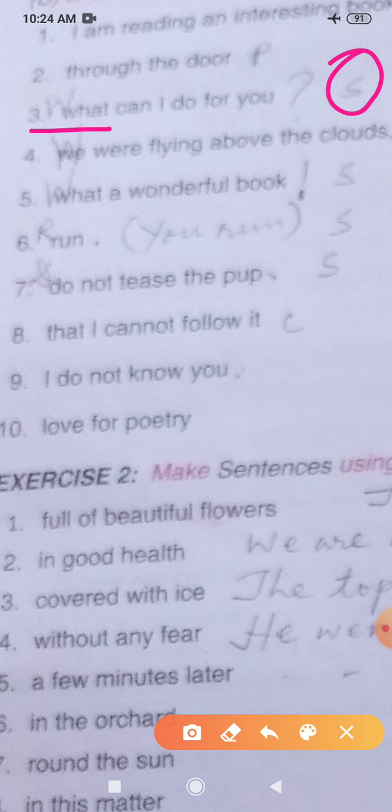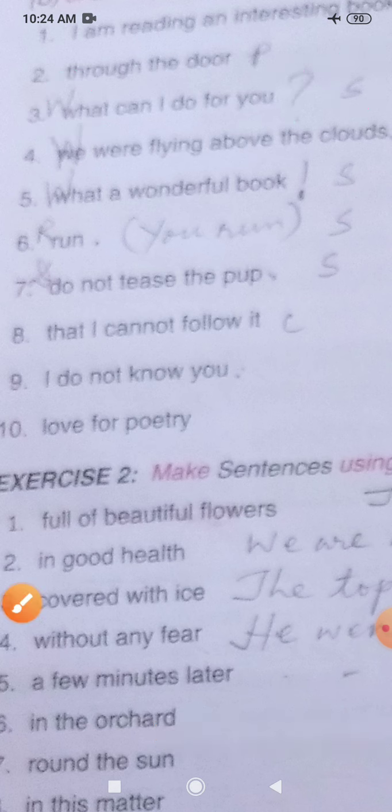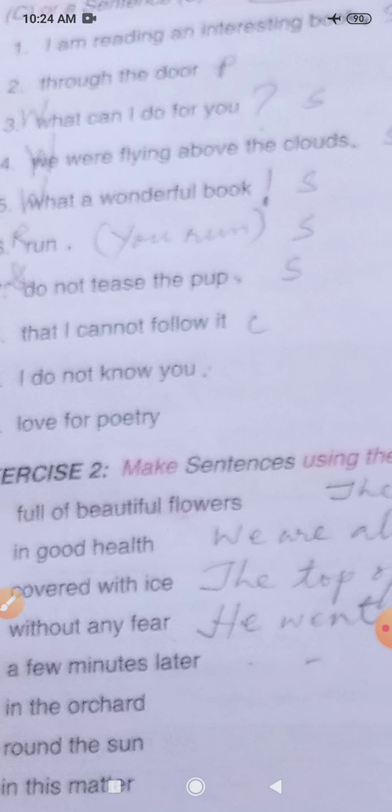But what more is left here? You can see punctuation is missing. W should be written in capital. The beginning of a sentence must be written with a capital, and at the end, as it is a question, you have to give a question mark there. Is it not so? It is an interrogative sentence, so you must give a question mark there. Got it? I think all of you do. Next one, number 4: We were flying above the clouds.